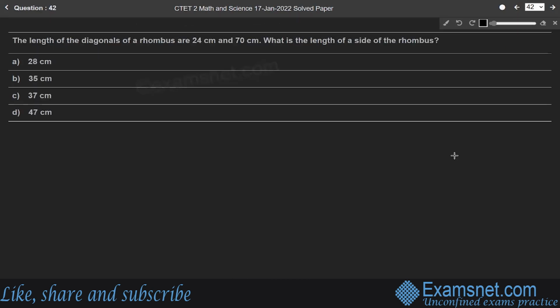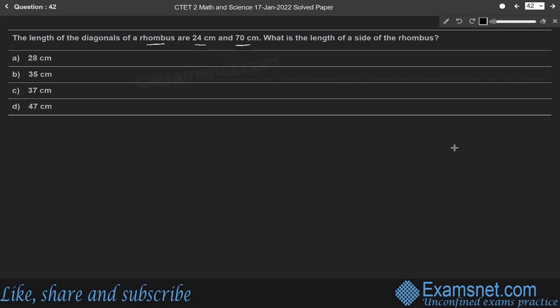Question 42. The length of the diagonals of a rhombus are 24 centimeter and 70 centimeter. What is the length of a side of the rhombus? Here, consider a rhombus. So, in a rhombus, all sides are equal. So, the diagonals are given here. So, let S be the length of the side of the rhombus and P and Q be the diagonals.